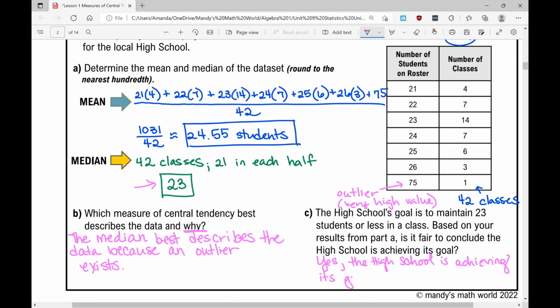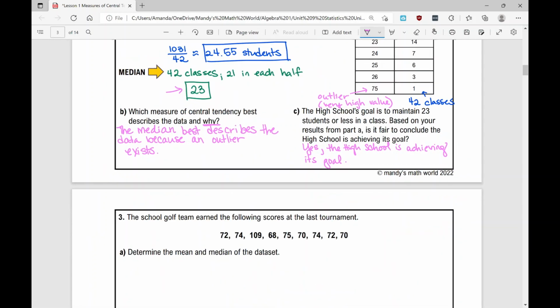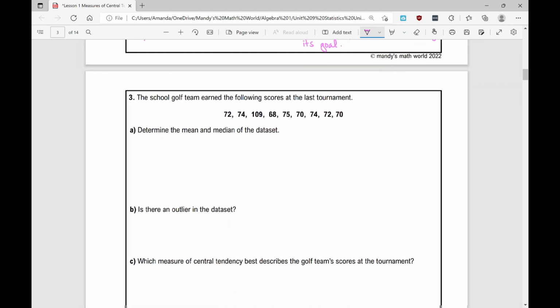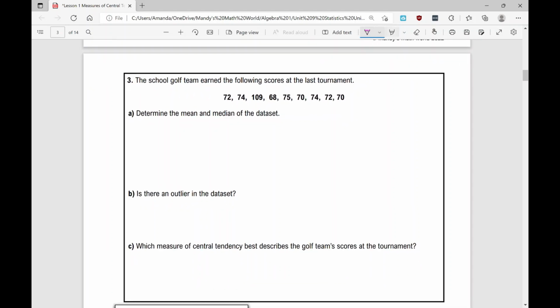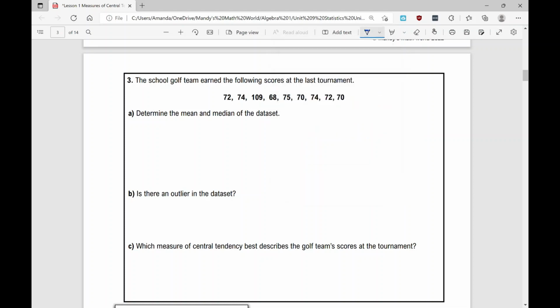It's obviously not perfect, and that's the thing about statistics. It doesn't have to be perfect, but yes, we can say the high school is achieving its goal. So let's move on to example number 3. In example number 3, it says the school golf team earned the following scores at the last tournament. And then it says determine the mean and the median of the data set.